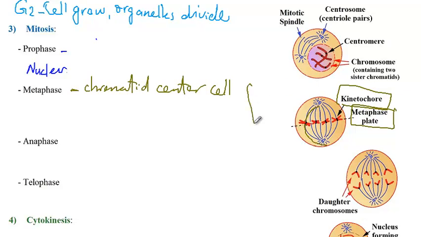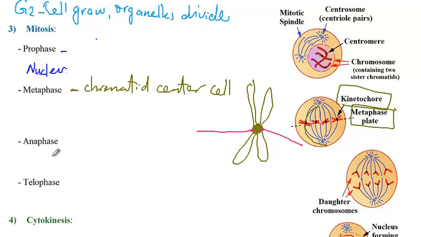So here we have the chromosome. At the center we have the centromere, and spindle fibers will attach to the kinetochores. So here we have the spindle fibers attaching to the kinetochore of every chromosome.